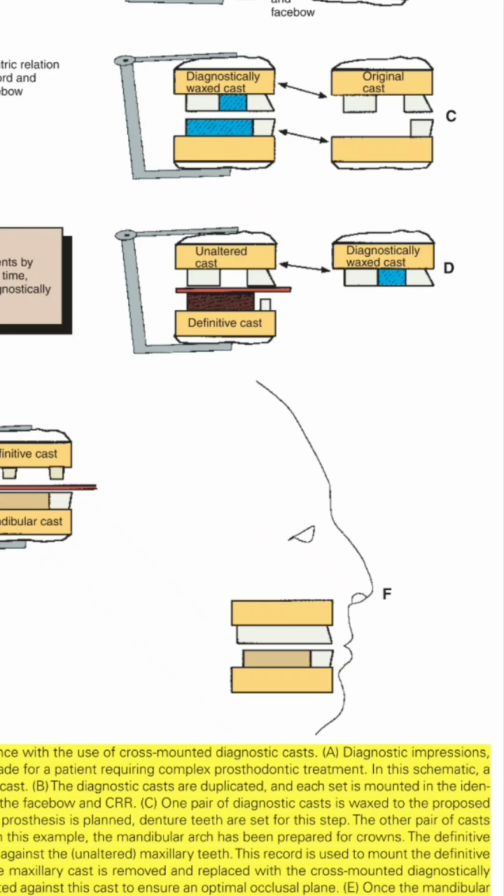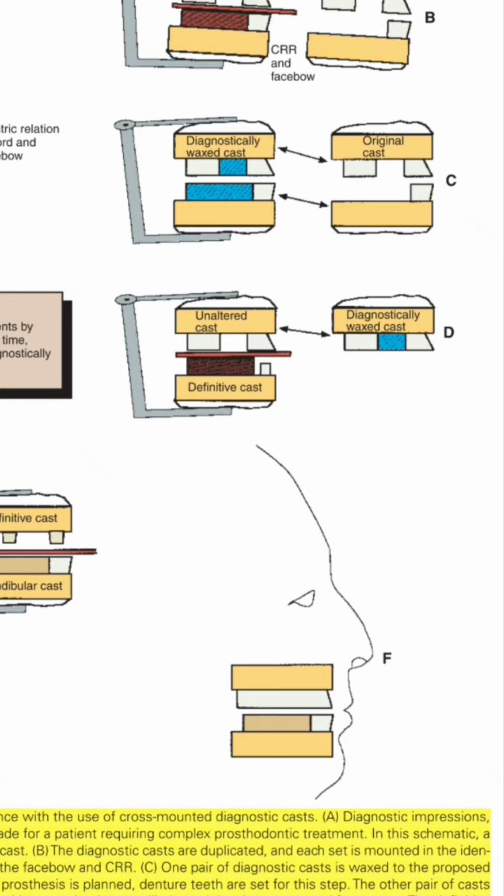After that, we do a preparation on one of the casts, here we did it for the mandible. We mounted it against an unaltered cast in the centric relation. After we get it in position, we remove it and we mount the diagnostically waxed cast.